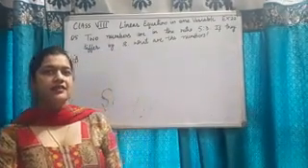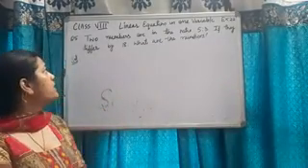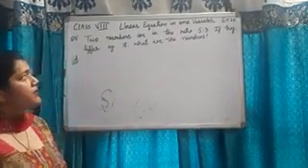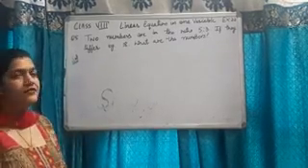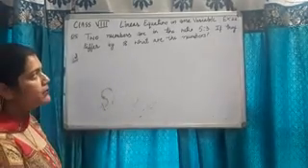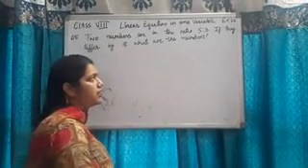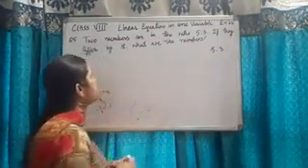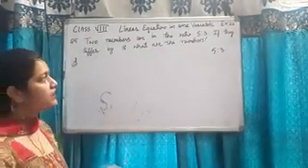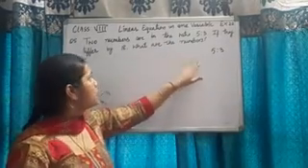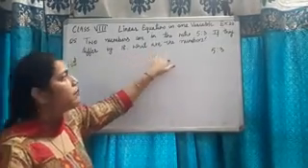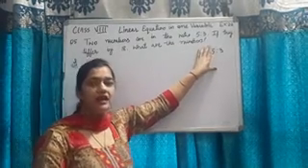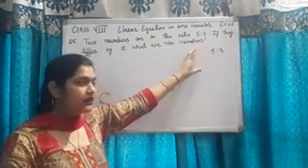Now class 8, exercise 2.2, question number 5 is: two numbers are in the ratio 5:3. Two numbers hai humare paas, jin ki ratio hai 5:3. If they differ by 18, agar in dono numbers ka difference jo hai 18 aa raha hai, what are the numbers? Exactly wo numbers kya hai, hume wo find karna hai.